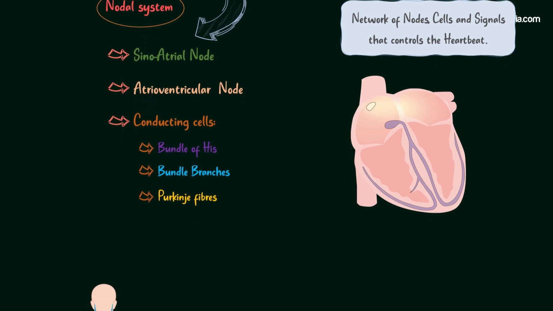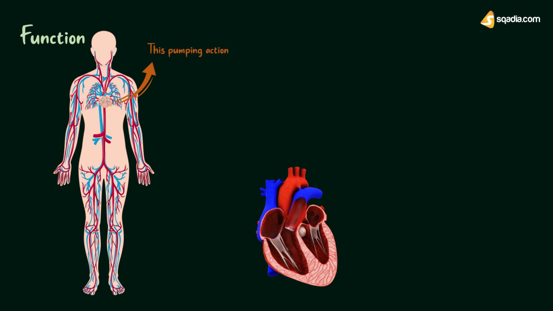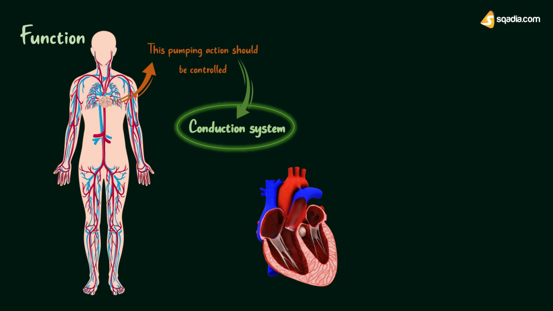Now, let's see what the function of this conduction system is. We know that the heart has to pump the blood throughout the body, and this pumping action should be properly controlled so that it can provide blood to each and every cell of the body in a timely manner. So, for the heart to pump efficiently and the systemic and pulmonary circulations to operate in synchrony, the events in the cardiac cycle must be coordinated. Here, the conduction system plays its role.